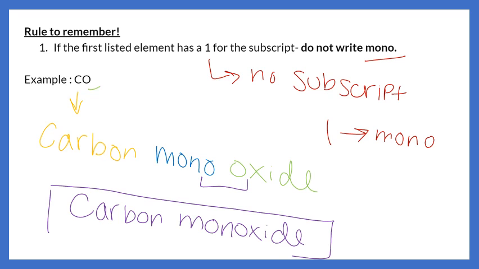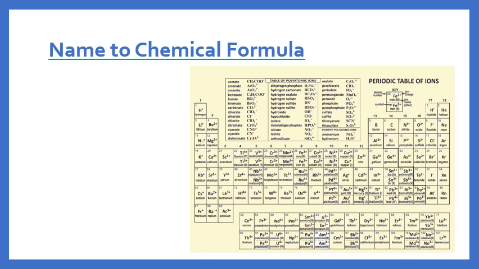All right, just a heads up, my pen for the Surface has died, so I'm currently writing with my fingers, so just be patient. All right, let's move on. So now we're going to go from the name to the chemical formula. So from like carbon monoxide to CO, okay?